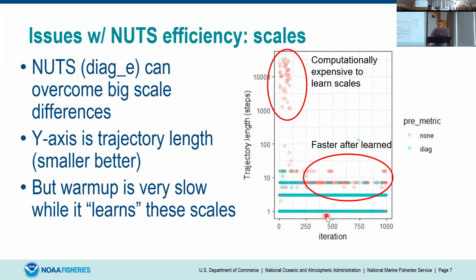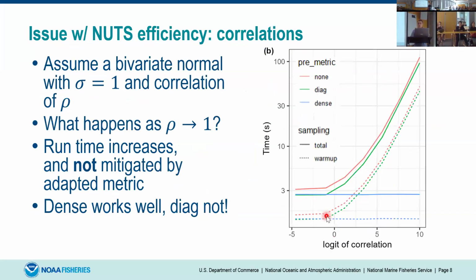So let's switch to correlations. Same thing, super simple model, bivariate normal. Now the variances are both 1. There's no scale difference. That's easy to sample from. But now let's take a correlation and send it to 1. And this is a really stupid x-axis. It's like logit of the correlation. But basically, this is like going off to 1. This is like 0 over here.